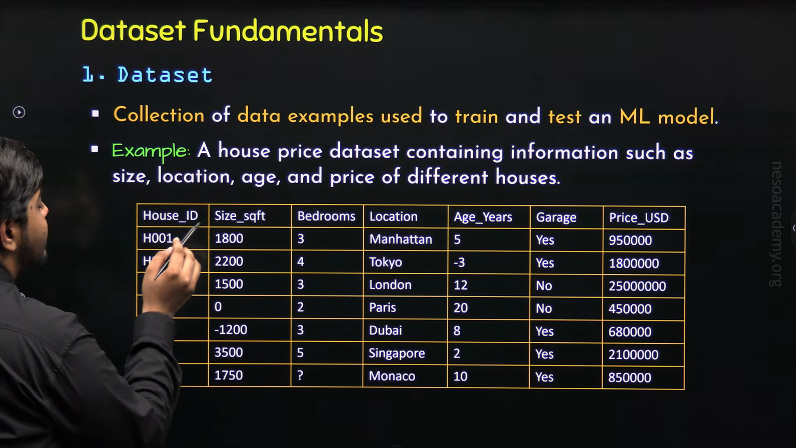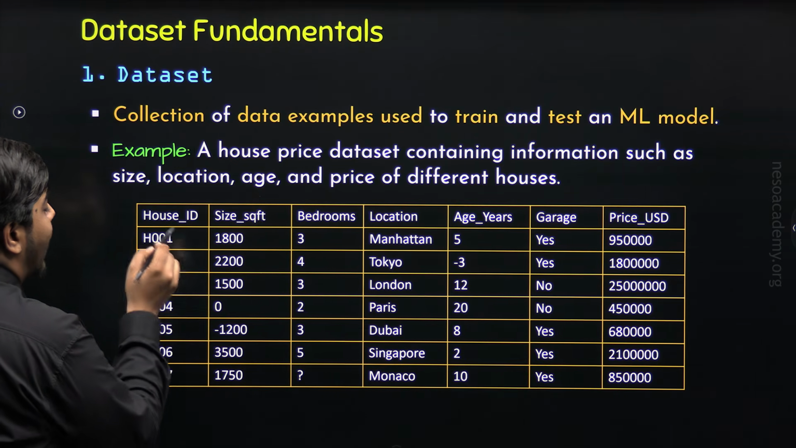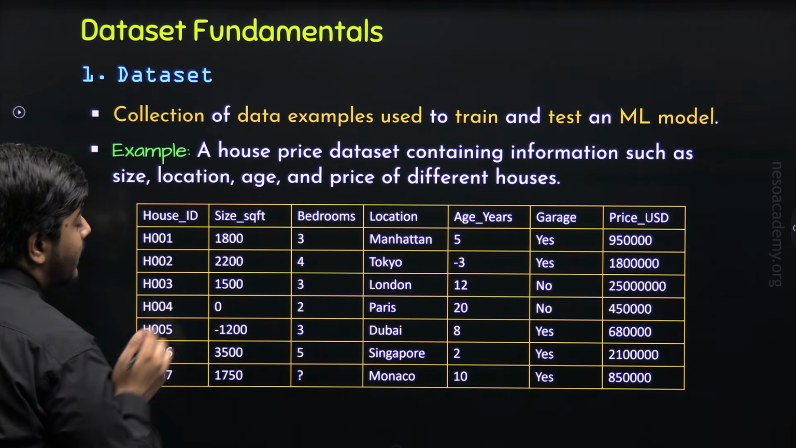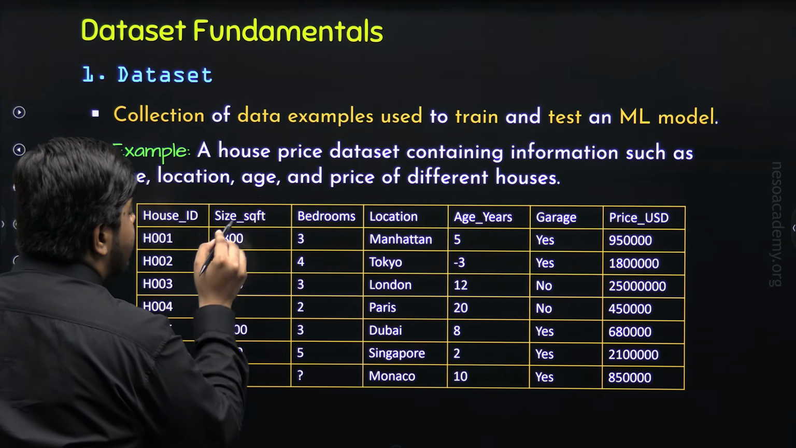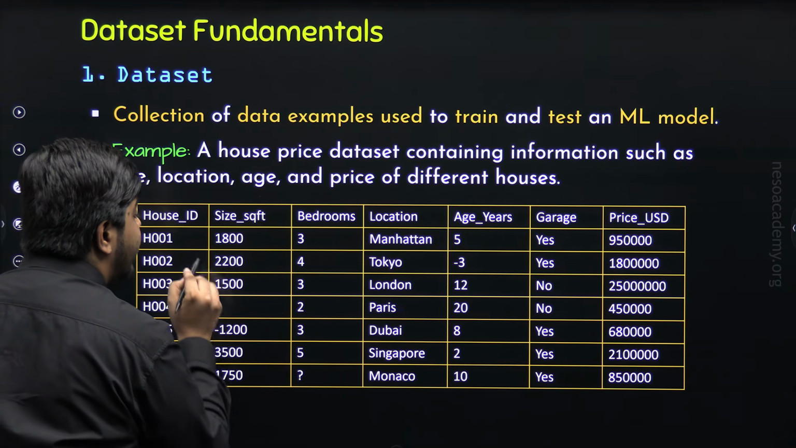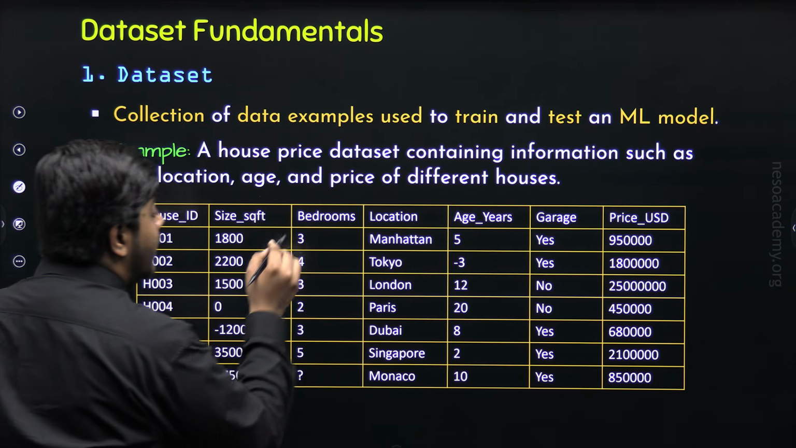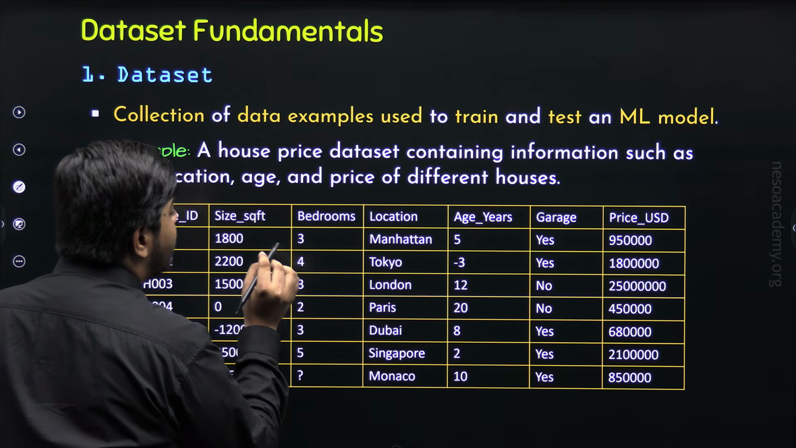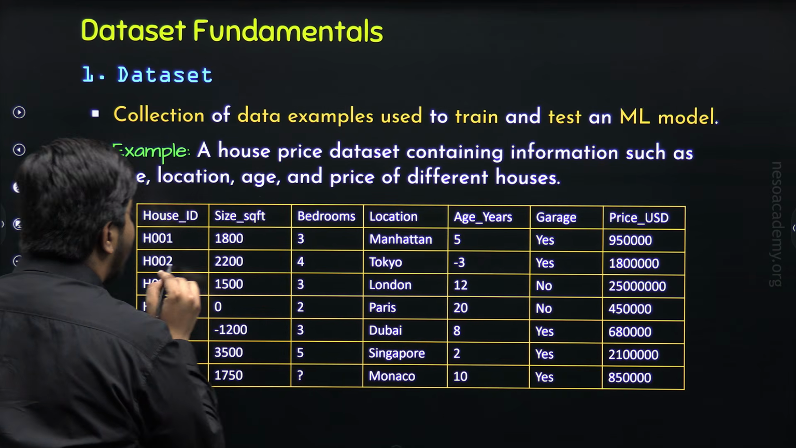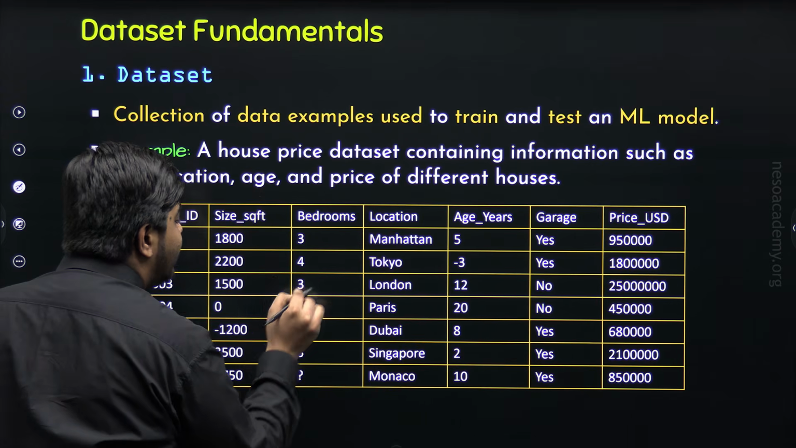The first column is house ID. House ID basically means the house number. House number 1, house number 2, house number 3, and so on. Size SQFT means the size of the house in square feet. 1800 square feet, 2200 square feet, 1500 square feet, and so on. Bedrooms means the number of bedrooms in the house. Like house number 1 has 3 bedrooms, house number 2 has 4 bedrooms, house number 3 has 3 bedrooms, and so on.